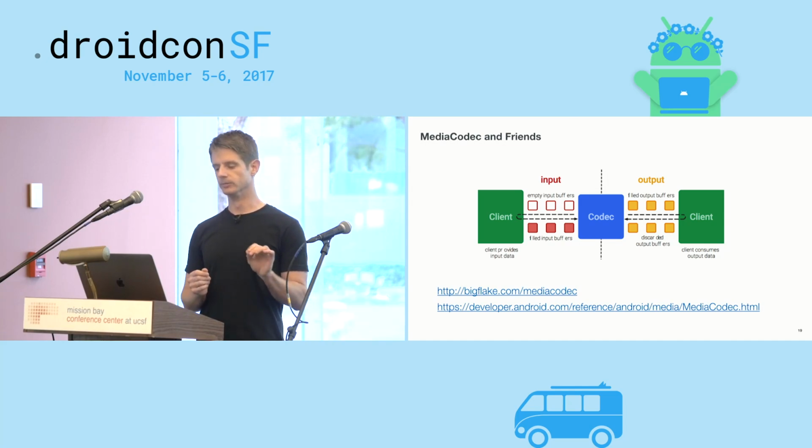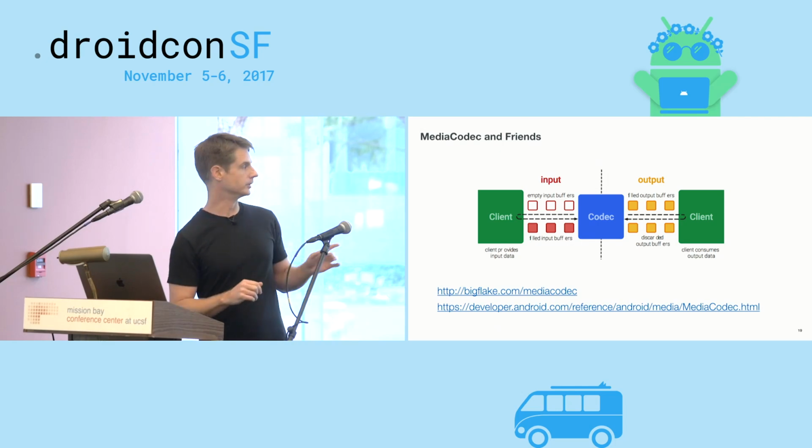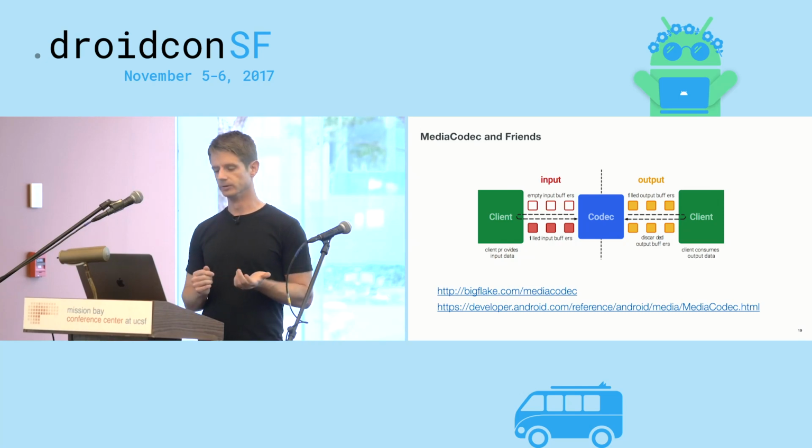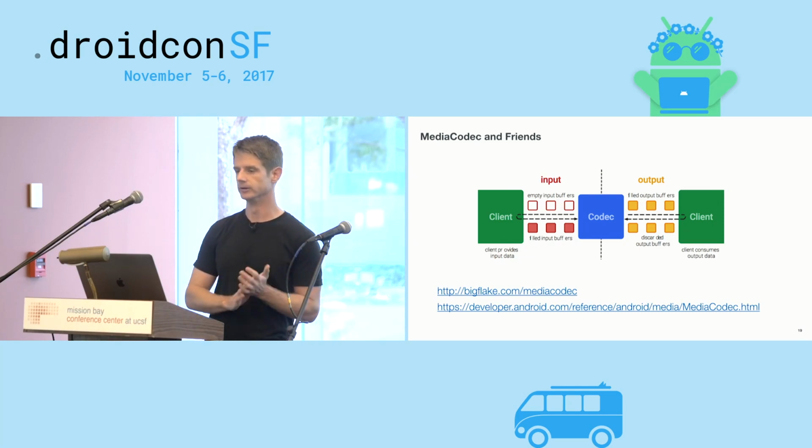Media Muxer allows you to multiplex multiple AV streams into an output file. The Android documentation on these low-level media APIs has gotten better, but I also recommend checking out the media codec docs on bigflake.com, where you can see examples of doing various types of tasks with these APIs.